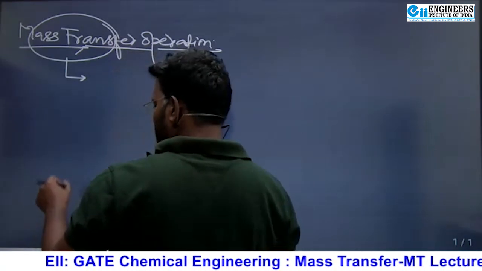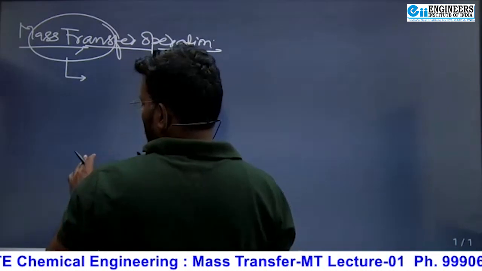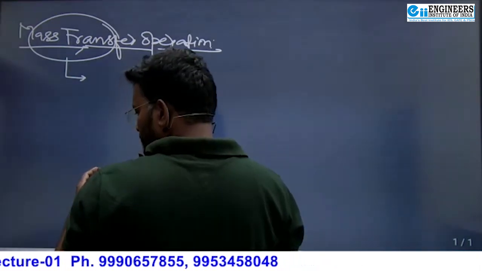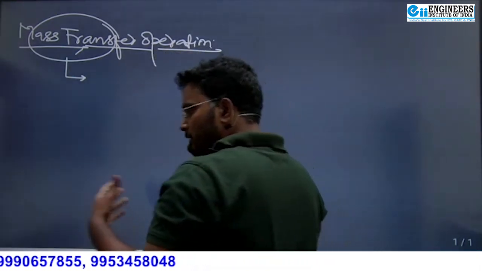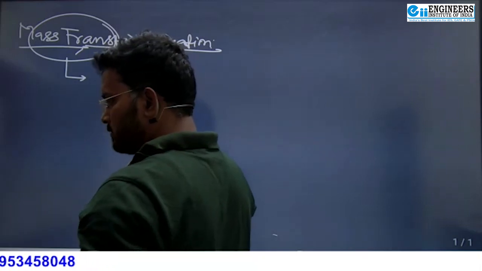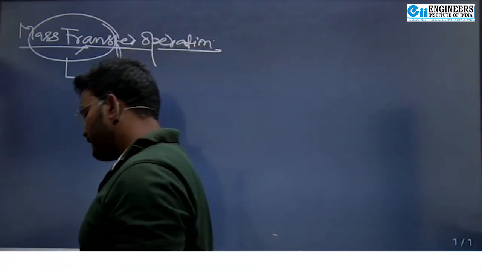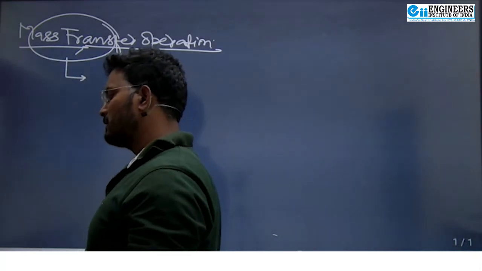If a system consists of more than one species having a difference in concentration, then there is a natural tendency for the mass to be transferred in order to minimize the concentration difference, and that transport of a species from the region of high to low concentration is called mass transfer.